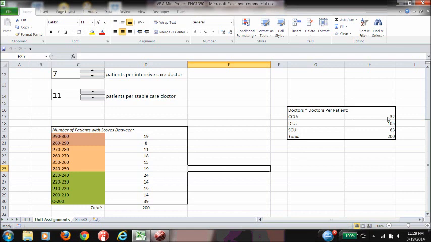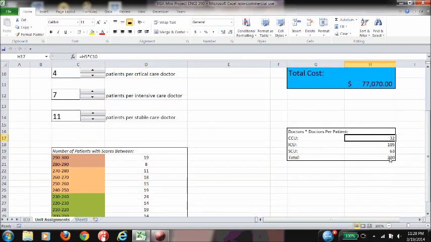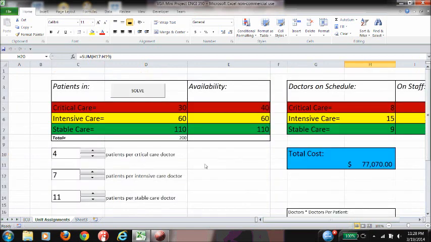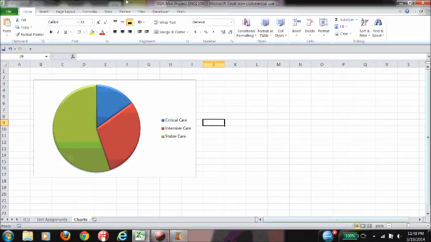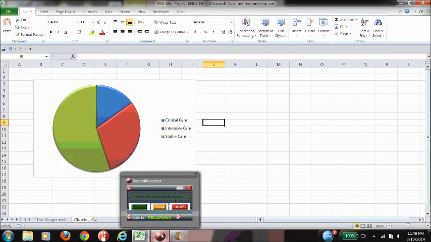Another constraint that was met was the doctors times the patients the doctor had to equal the total number of patients. And as you can see, this does equal 200, which is the number of patients we had. So in this case, we have met all the constraints and successfully solved this problem. I've also created a pie chart so we can just visually see the different units and the population of patients that went into each. It's pretty basic. Obviously, more patients were in the stable care unit because this helped to minimize costs.